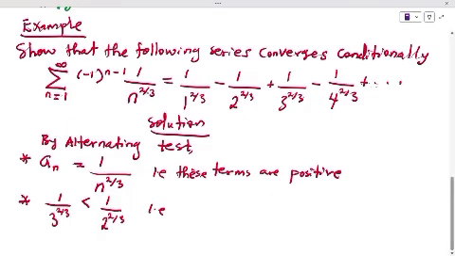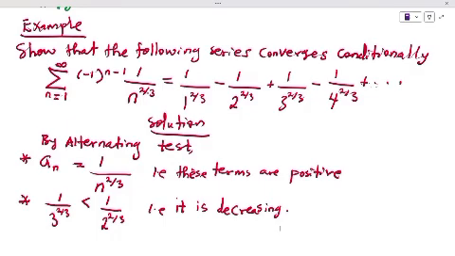That is an, that is the term an, it is decreasing. Decreasing. All right. Decreasing. All right, cool. Now we know that it is decreasing.